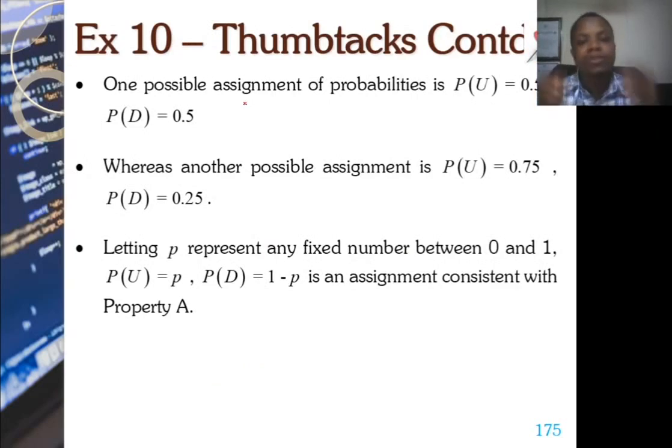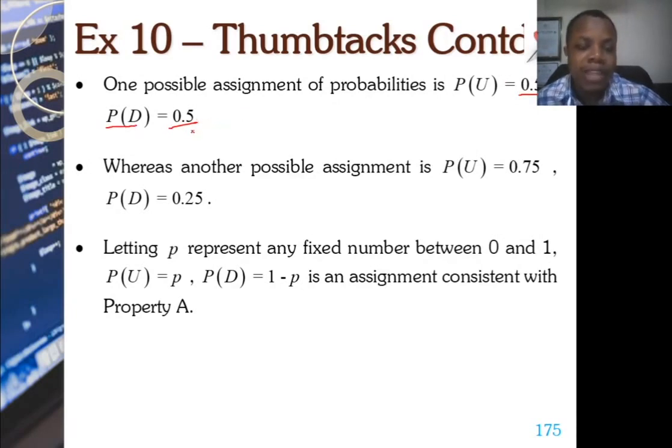Now let's look at more. If we are dealing with a single event, like throwing it for the first time, definitely we are going to get either a point up or a point down. Because these two positions have equal chances of occurring, their probabilities will be half of 1, which is 0.5 each. So the probability of the thumbtack facing upwards is equal to 0.5 and facing downwards is equal to 0.5.